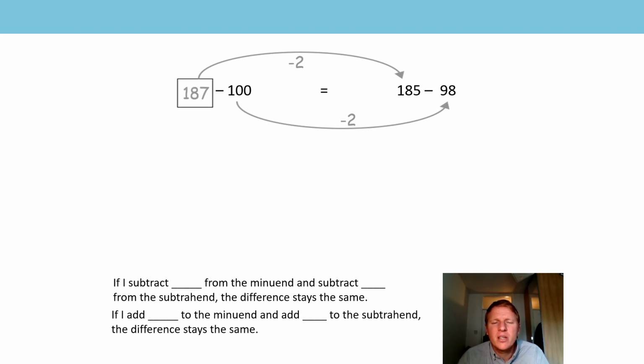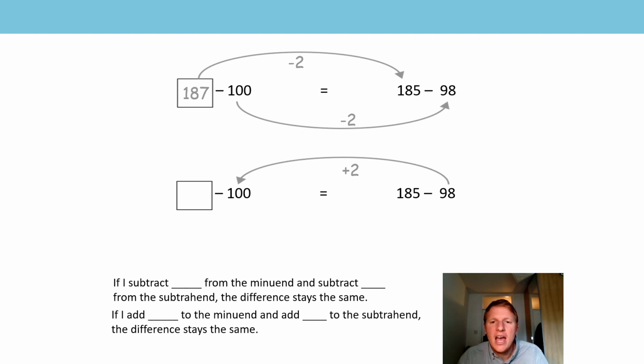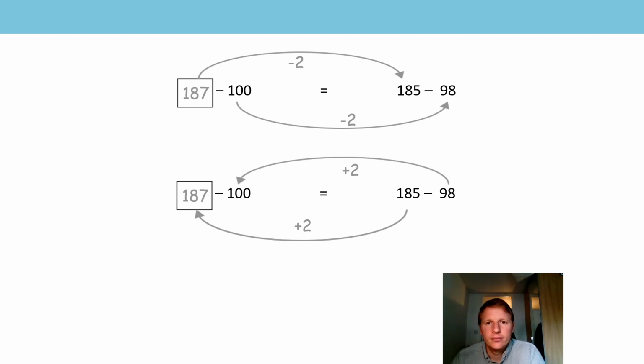Now that can be a bit confusing, so let me show you that in a slightly different way. Exactly the same calculation, but we can think about it in this way. We can now use our addition stem sentence to say, if I add 2 to the subtrahend, and if I add 2 to the minuend, the difference will stay the same. Then we can think of it as 185 add 2 is 187, and we get exactly the same answer.